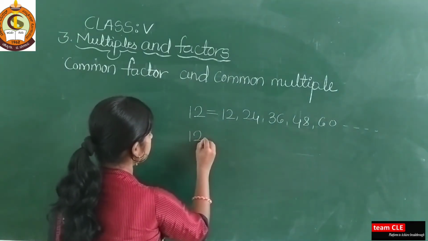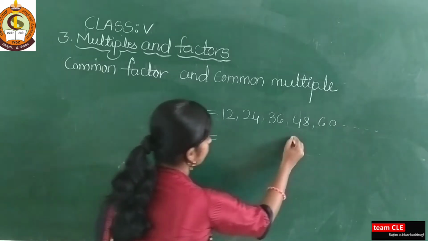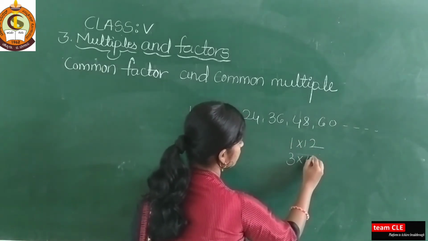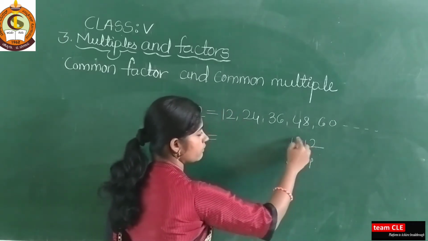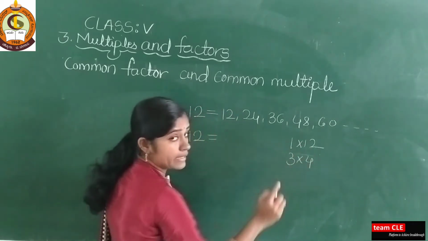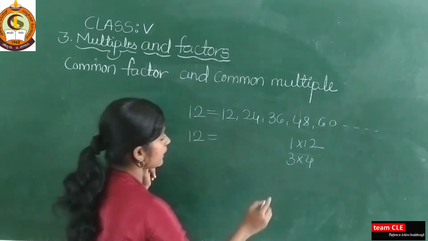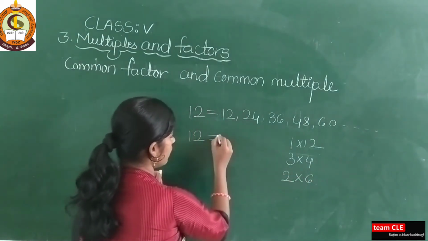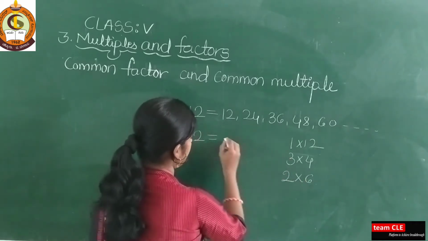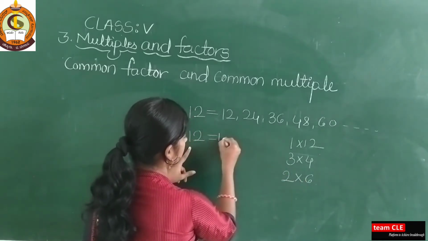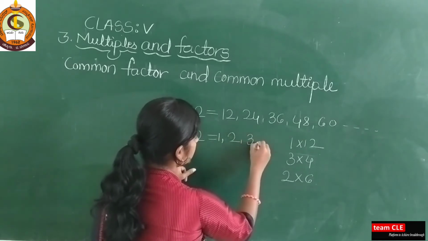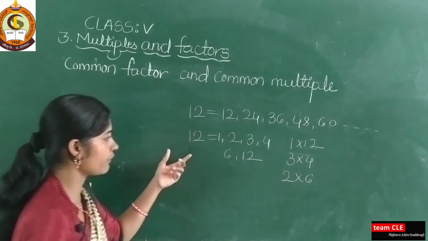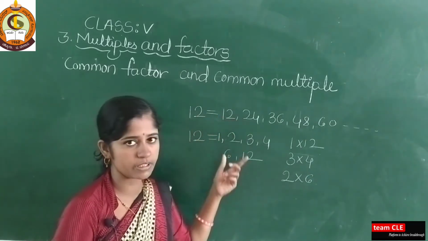See here, 12 is there in 1 12za, 12 1za. Next 3 4za, 4 3za. Okay, next again it will come in 2 6za and 6 2za. So right here factors of 12 are 1, 2, 3, 4, 6 and 12. So these are the factors of 12 and these are the multiples of 12.